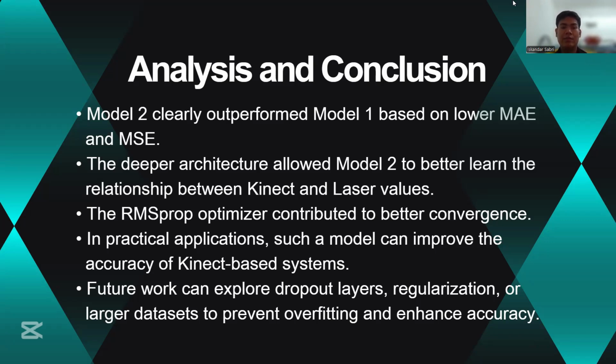For the conclusion of this assignment, to summarize all the results, both the numeric metrics and the graphs show that model 2 gives better predictions, and this confirms that using a deeper architecture and tuning the optimizer has a positive impact on model performance.